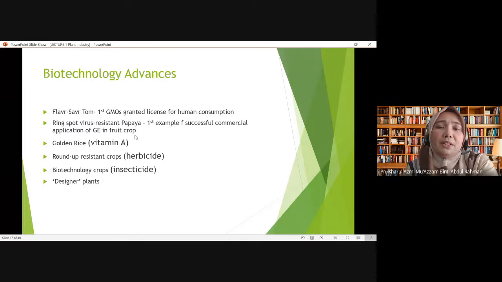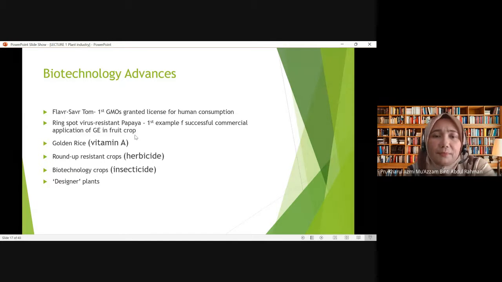Dia yang dapat apa? License pertama GMO, maksudnya GMO yang boleh ataupun selamat dimakan oleh manusia. Inilah tomato tadi. By this, I hate to pronounce his name, Flavr Savr Tomato. Okay, and then we also have the ringspot virus resistant papaya. This is the first example of successful commercial application of GE in fruit crop. Ya, kita tengoklah kejayaan macam mana kita dapat papaya ni yang tahan kepada penyakit.